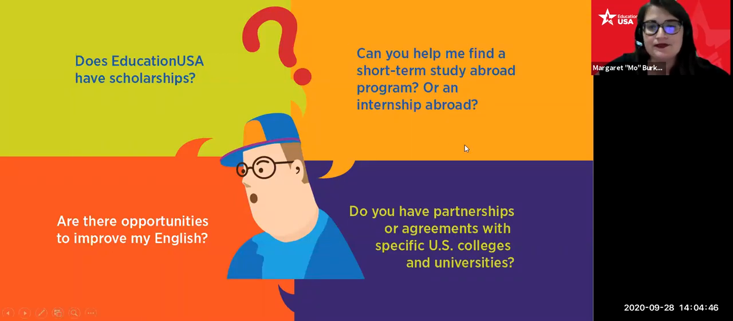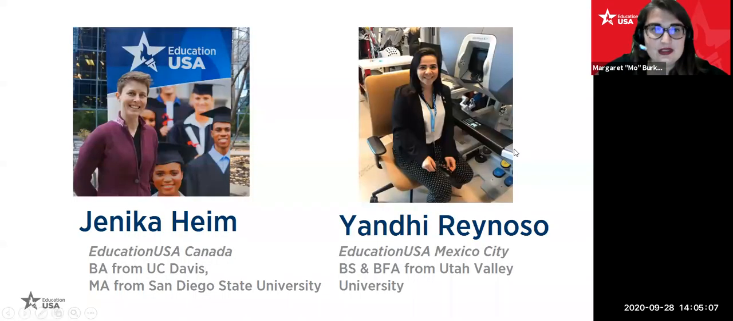And finally, a common question we get is if we have partnerships or a specific list of universities where we are sending all of our students, and the answer is no, because we are a program sponsored by the US government, so we are unbiased. We represent all 4,700 universities and colleges in the United States, and we concentrate on helping the students find the best fit for them. So today we have with us 2 wonderful advisors from our region.